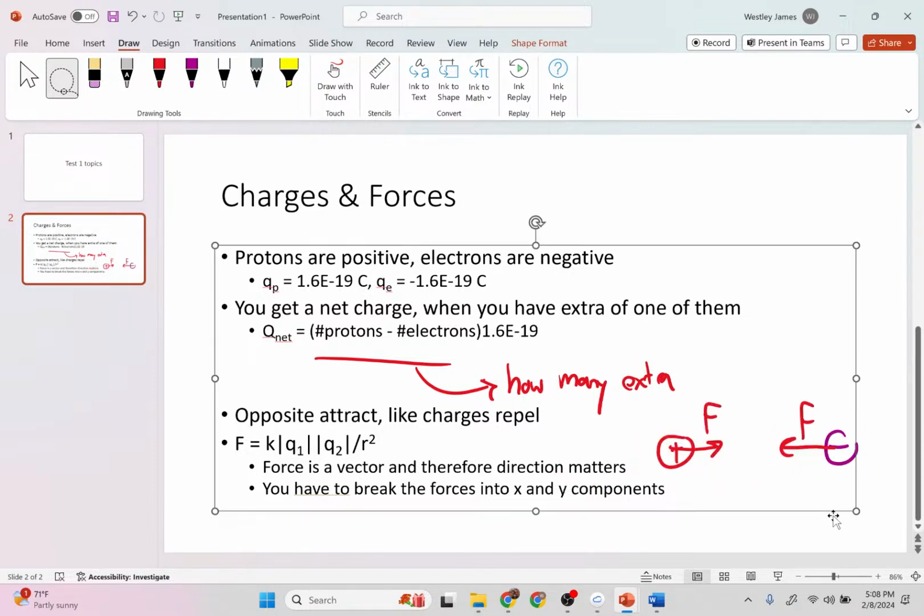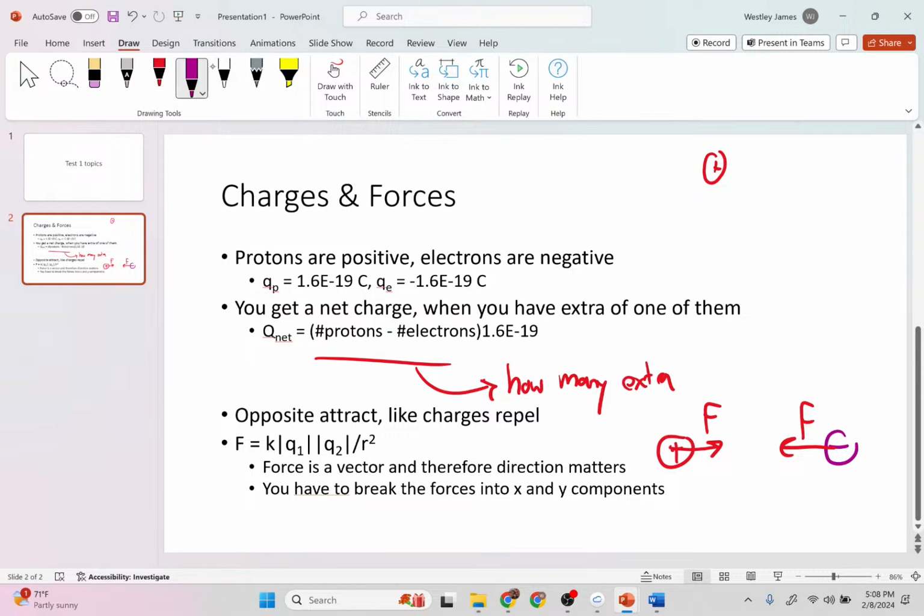But if I gave you a problem that says, hey, I've got a charge here and a charge here, find the force on this charge. This is literally one of the problem set problems. The force of the top one on the bottom left one is down. The force of this one is this way. This is an X component. This is in the X. The other one's in the Y.